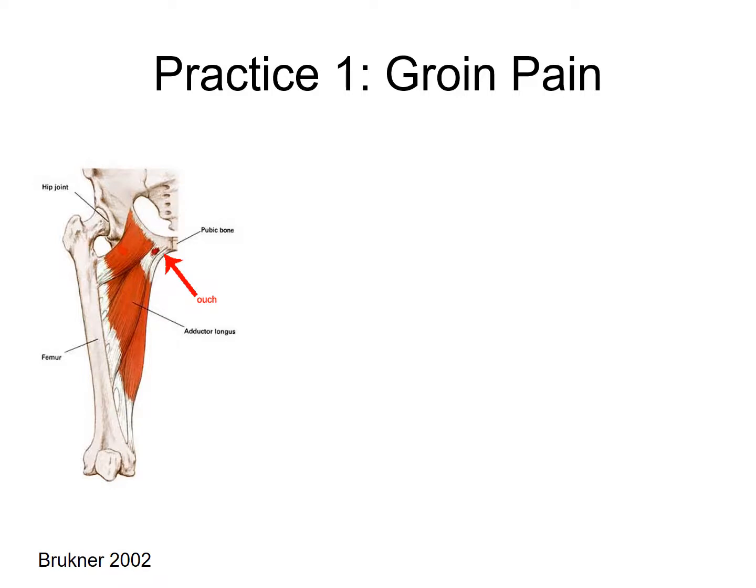First, groin pain. At least three major differential diagnoses we should have in our mind. First is the adductor strain. Since the fibers of the adductor origin attach to the pubis area, it can cause groin pain, typical groin pain.